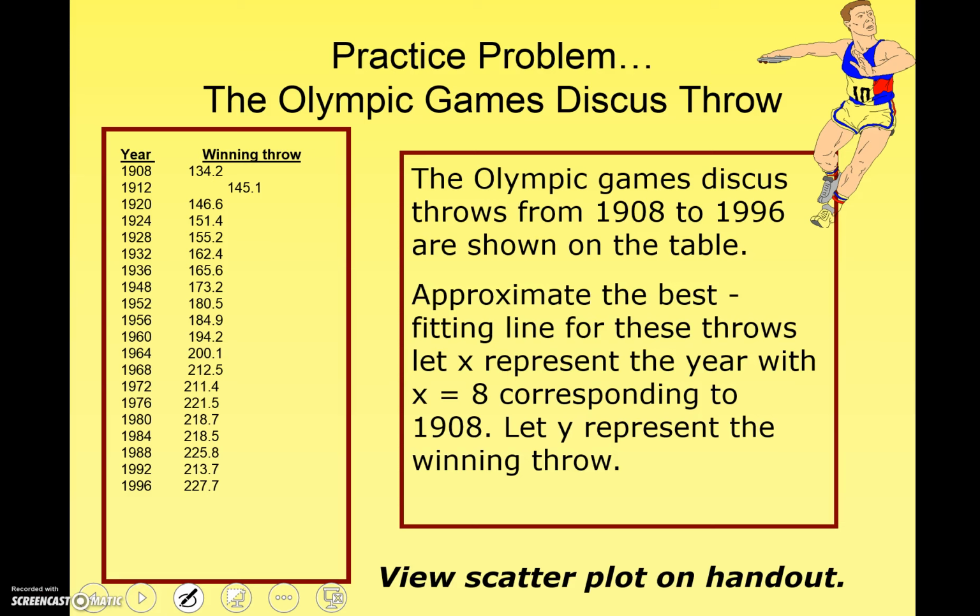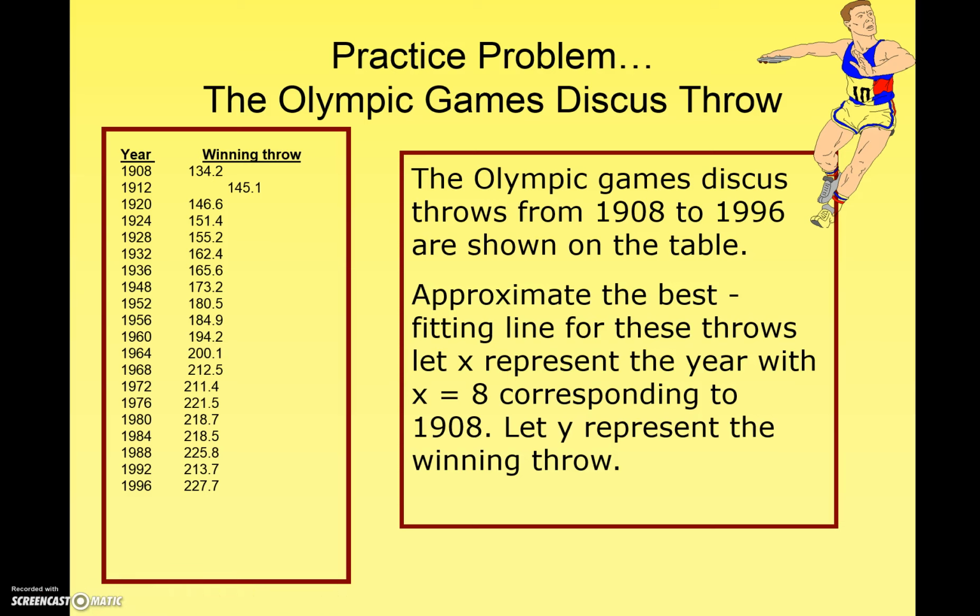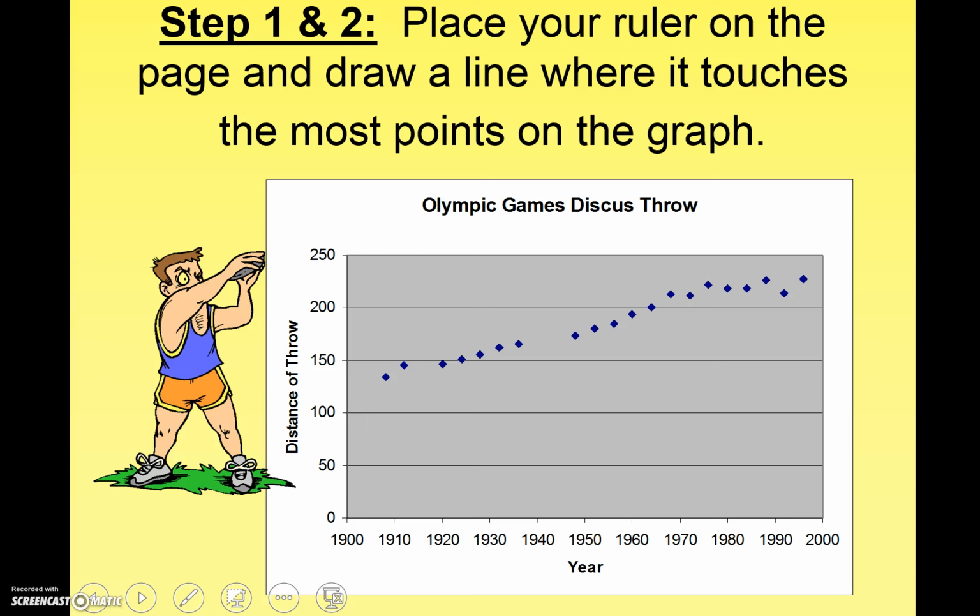So we have ourselves a scatter plot that can be created from these points. Again, remember the year is going to be our x values and the winning throw is going to be the y values. So this would be the scatter plot that would exist. What I would do is try to find a line that would be somewhere in the middle, where at least half the points are above and half the points are below. And this would be the line that I think is the most appropriate for the line of best fit. Again, if you were doing this on your own, yours could be a little bit above or a little bit below. So this is step 1 and 2, to draw that line.